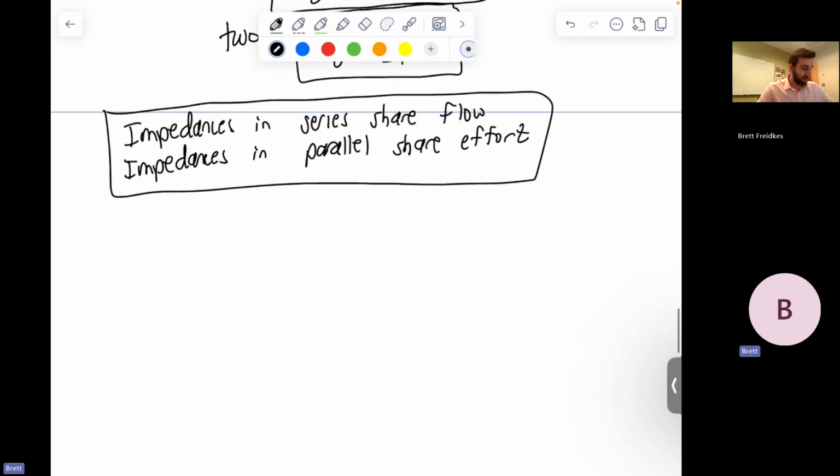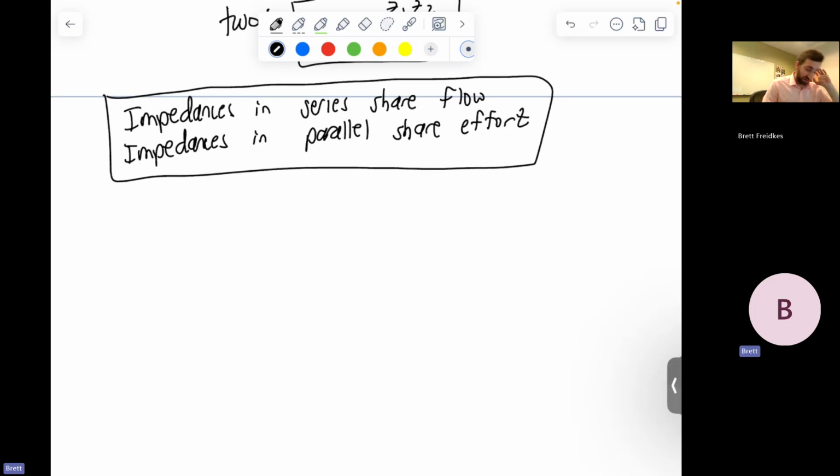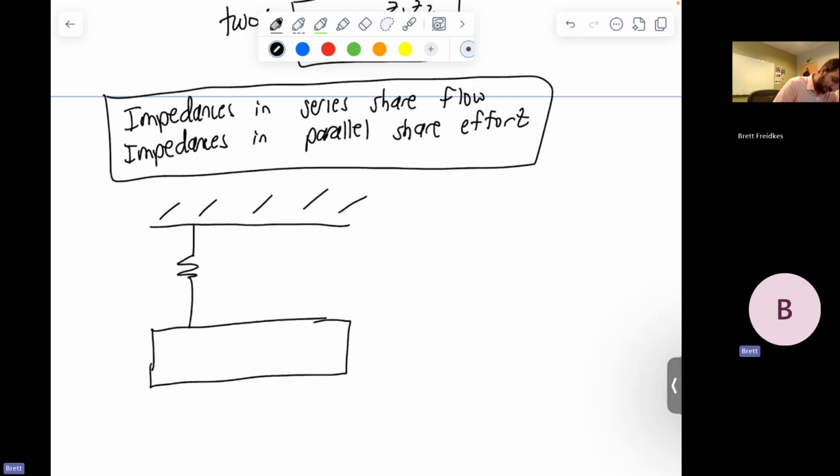So at this point, let's go ahead and look at an example of a mechanical system where I say we have a mass that is hanging by two springs. Let's say that this is K1, and let's say that this is K2. If I were to pull down on the mass, I want you to ask yourselves, do these springs share the same flow?